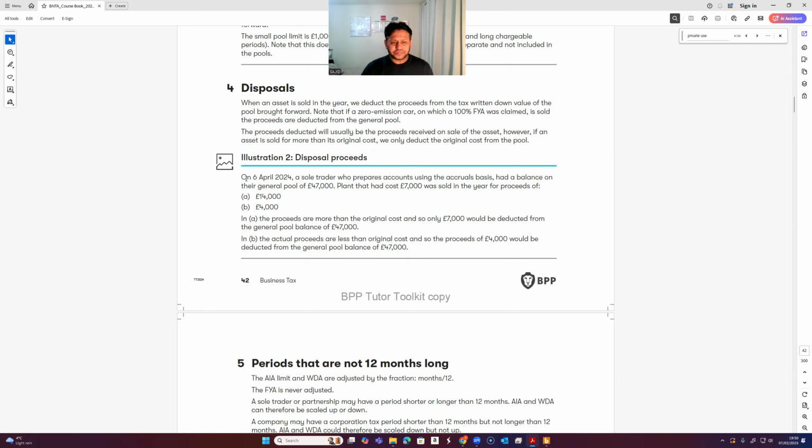One example. On 6th of April 2024, a sole trader who prepared accounts using the accrual basis had a balance on their general pool of 47.